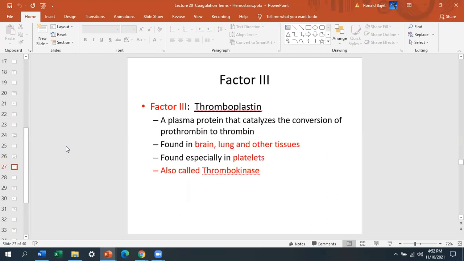Factor 3 is thromboplastin. It's the plasma protein that catalyzes the conversion of prothrombin to thrombin. Okay, so that conversion, prothrombin to thrombin, needs to be catalyzed by thromboplastin. And thromboplastin is found in the brain, lung, and other tissues. If you recall, in the prothrombin time, the reagent is thromboplastin. They actually make it from brain tissue and lung tissue. Okay, thromboplastin is also found in platelets, and I'll discuss that in the platelet lecture. And another name for thromboplastin is thrombokinase.